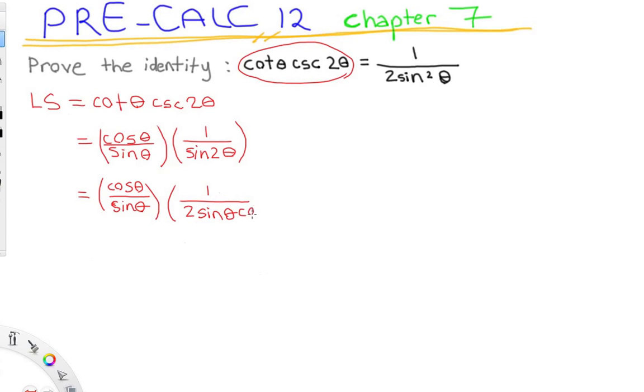Cos theta. Okay, so we're getting somewhere. Since we're multiplying these and we have a cos theta in the numerator and in the denominator, we can actually cancel those out. So that's what I'm doing right there, and I'm just writing it down. So this becomes 1 over sine theta multiplied by 1 over 2 sine theta.